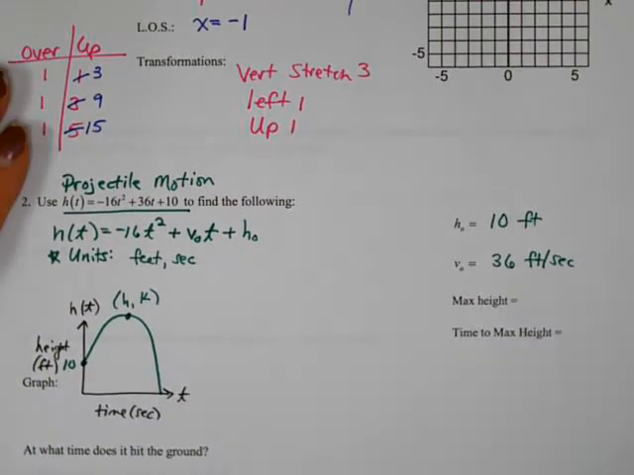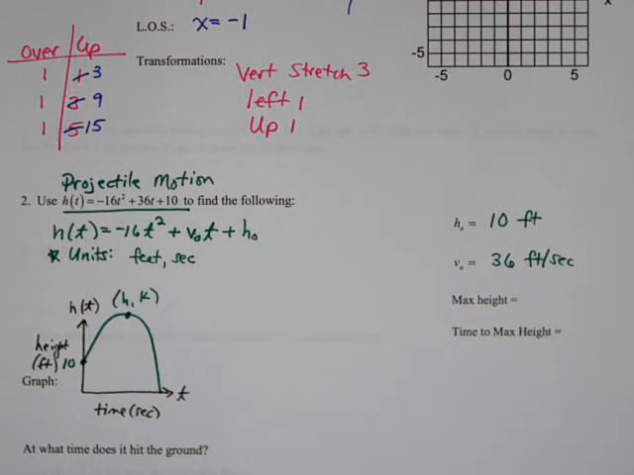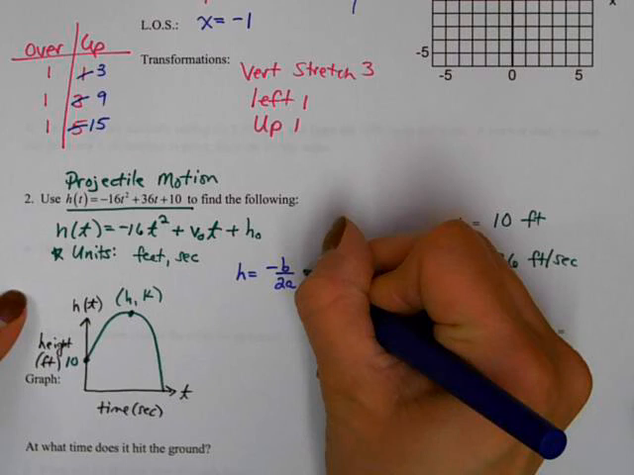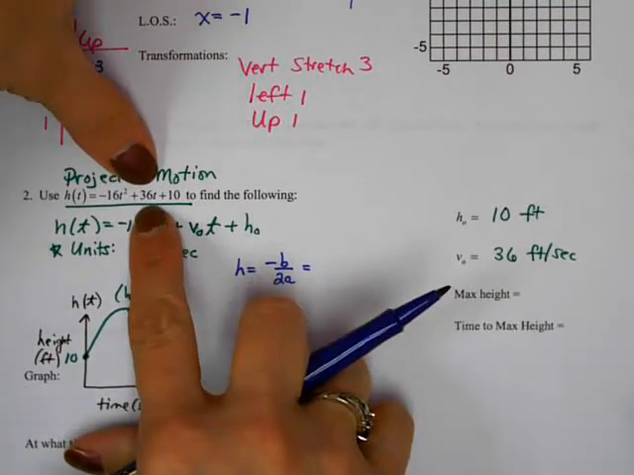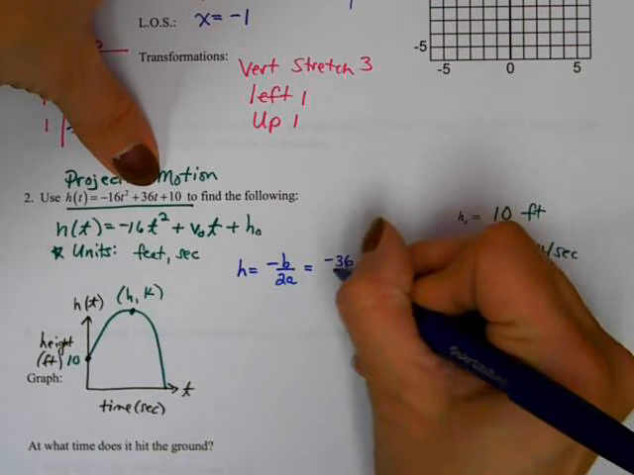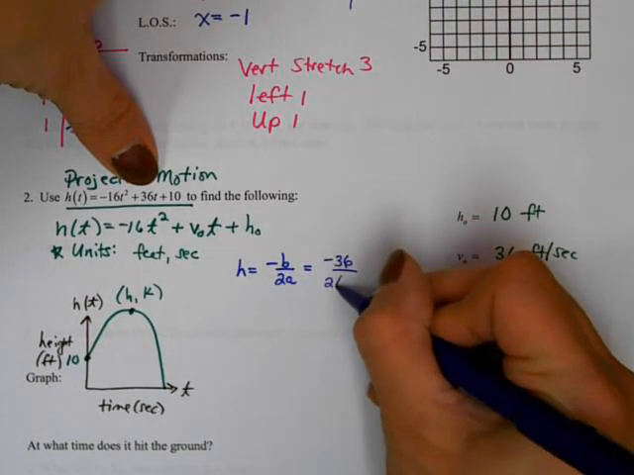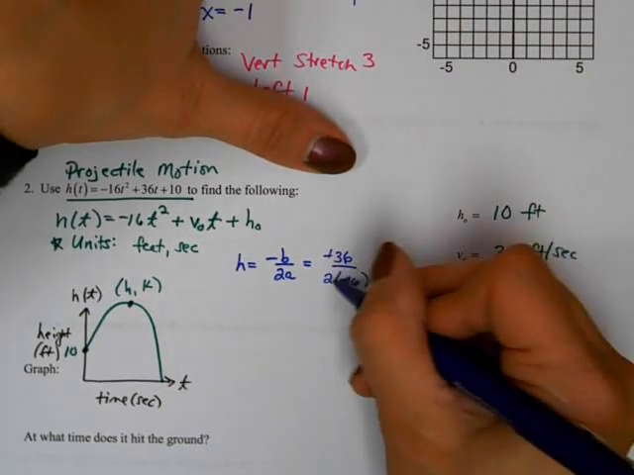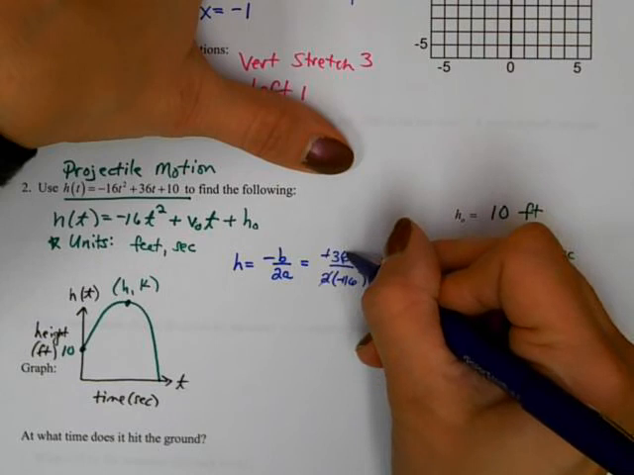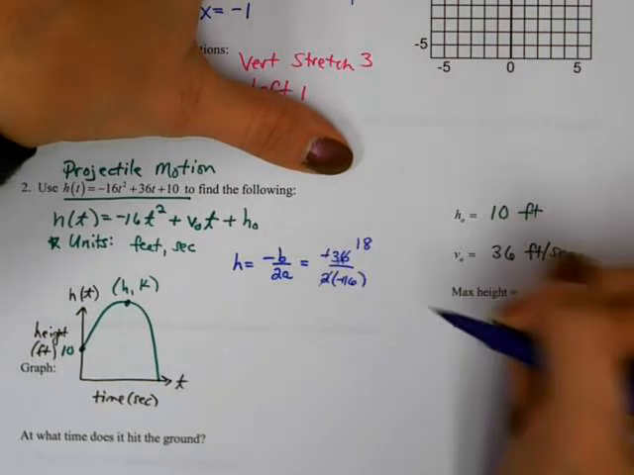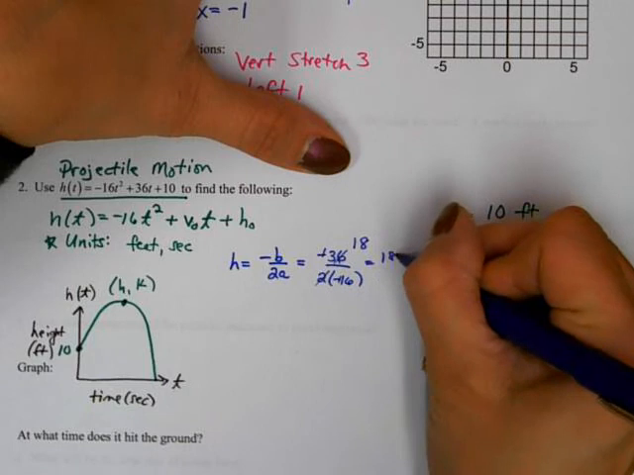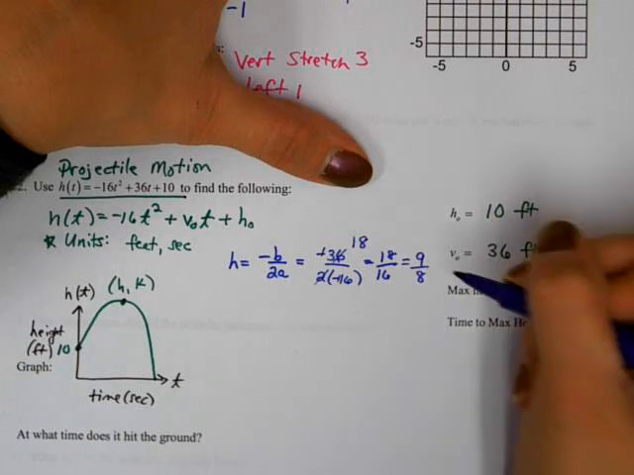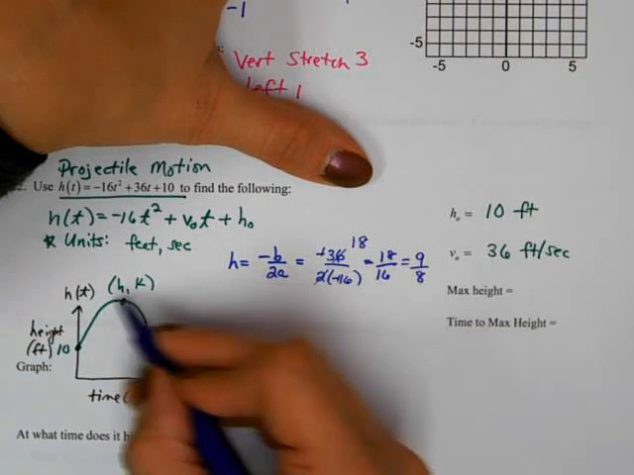Let's just remind everyone what those are. Now let's switch colors here. h is equal to negative b over 2a. Negative b is going to be negative 36 divided by 2a, which is 2 times negative 16. The negatives cancel. Let's cancel the 2's, so we're going to get 18 over 16. 18 divided by 16, if I cancel by 2, is going to be 9/8. That's the h, so that's the time.